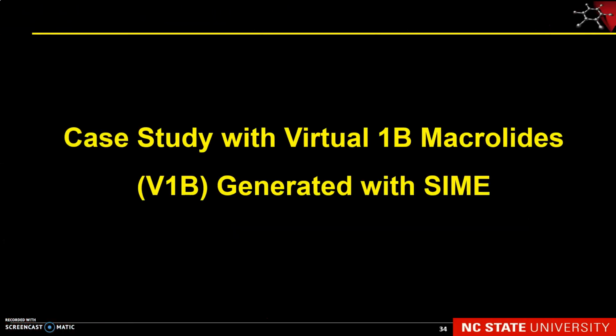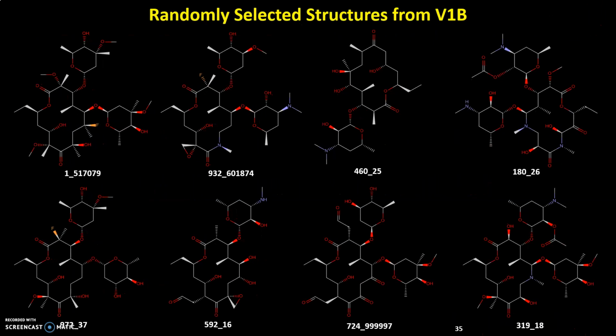So I'm going to show you a case study with the virtual V1b macrolides, also known as V1b, generated with this software called SIME. So these are some of the example structures taken directly from the V1b library. And at a glance, you can see that these are very similar to the already existing drugs.